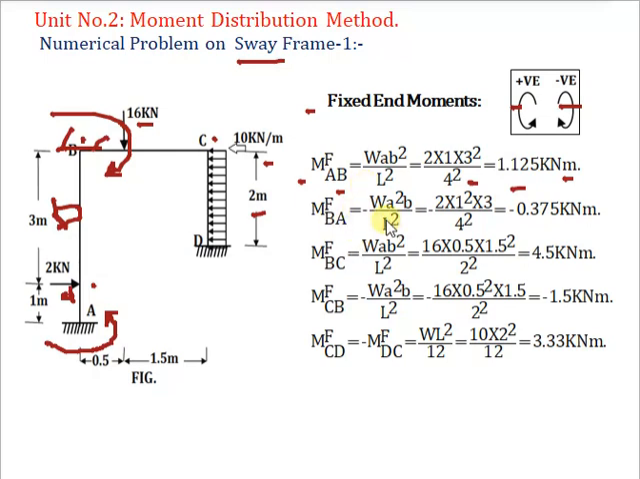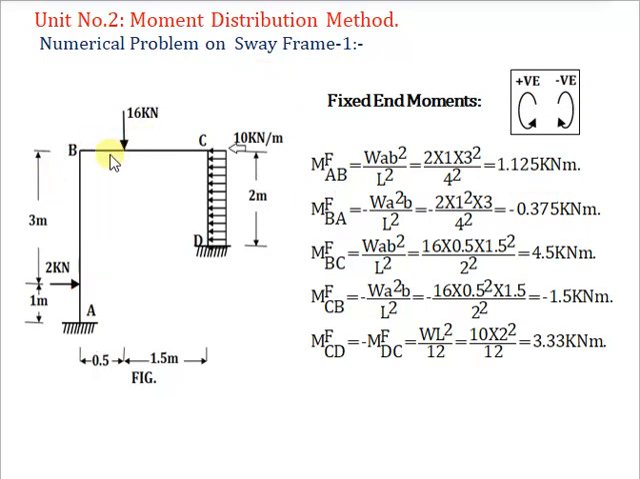MFBA is equal to minus W a square b divided by L square. So it is equal to minus 2 into 1 square into 3 divided by 4 square, which is equal to minus 0.375 kN meter. Now consider member BC. Keep both ends fixed and find out fixed end moment due to the coming load of 16 kN at each end.